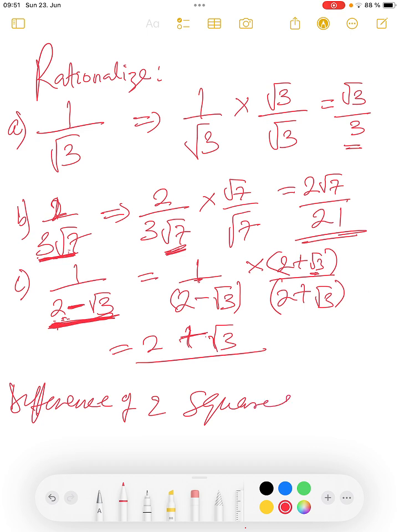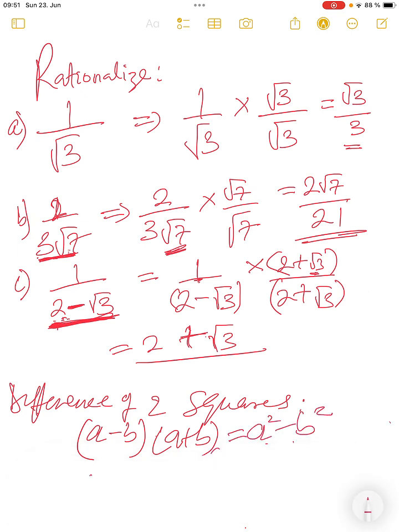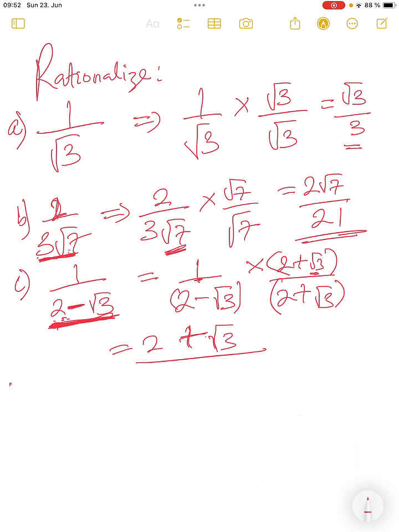Difference of two squares. If you have a minus b times a plus b, it is the same thing as a squared minus b squared. The same goes with a plus b times a minus b. So you have a squared minus b squared. So based on that, you have 2 squared minus root 3 squared. And this is the same thing as 2 plus root 3 all over 4 squared.